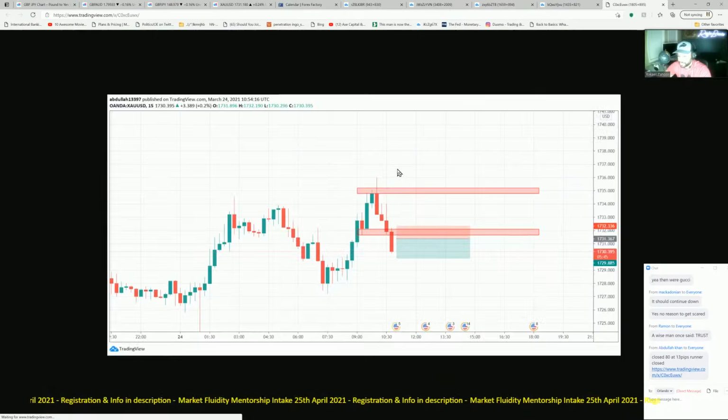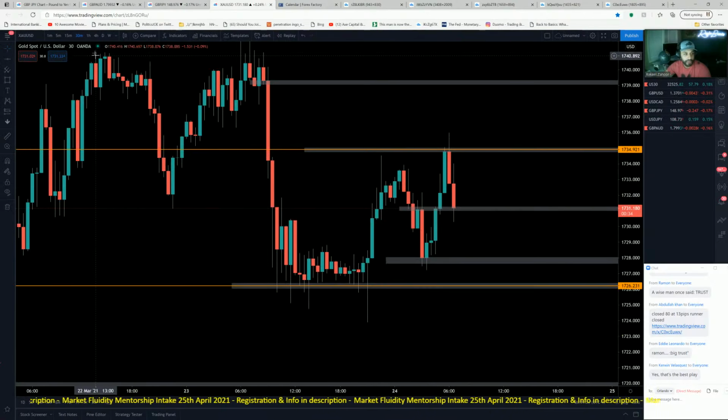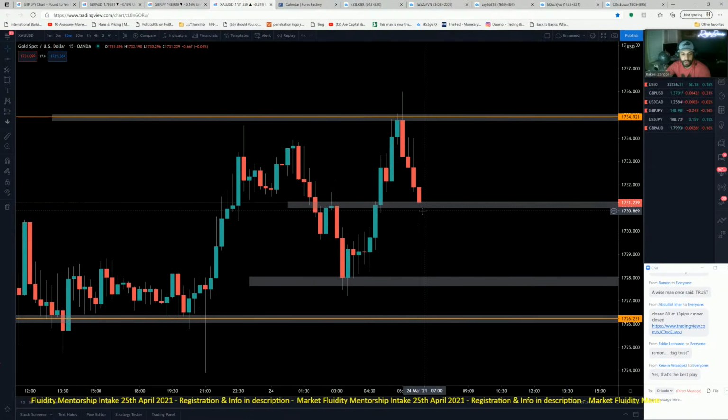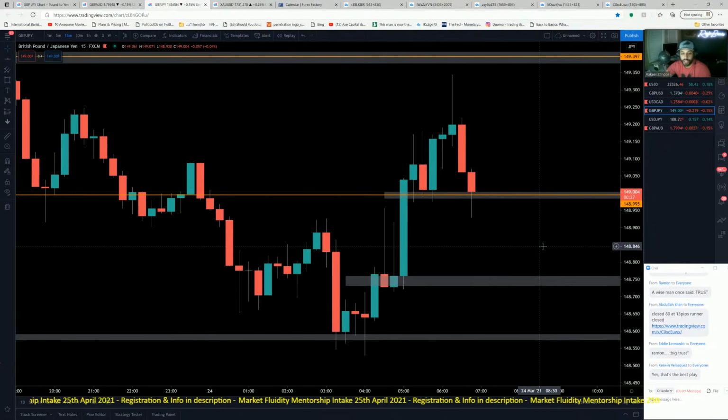Let's take a look at this chart. This is a gold 15-minute chart. Oh, nice. Beautiful. You took this trade. Very nice. Took it and probably secured it. All right. We got 30. Oh, wow. Look at that.